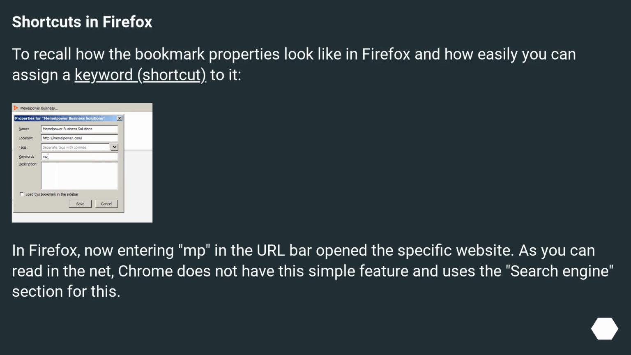Shortcuts in Firefox. To recall how the bookmark properties look like in Firefox and how easily you can assign a keyword, shortcut, to it. In Firefox, now entering MP in the URL bar opened the specific website. As you can read in the net, Chrome does not have this simple feature and uses the search engine section for this.